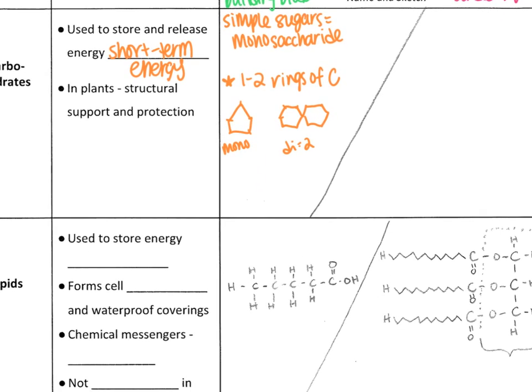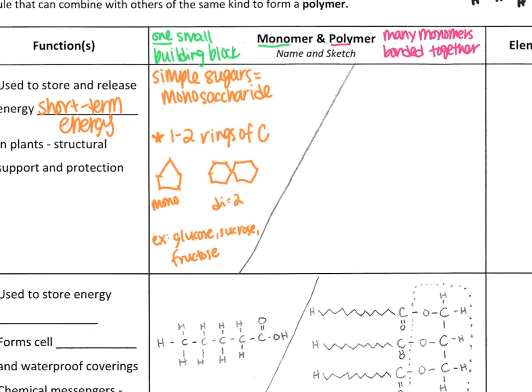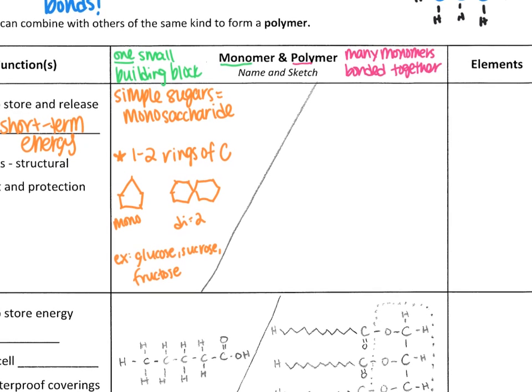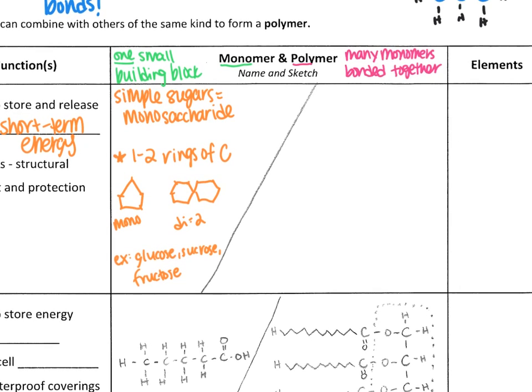Now, examples of molecules that you know of that are monosaccharides include glucose. For example, whenever you eat an apple, you are getting glucose. Sucrose is another example, as is fructose. So just to review, carbohydrates are also known as sugars. There are small building blocks of sugars called monosaccharides and disaccharides, which are 1 to 2 rings of carbon atoms bonded together.